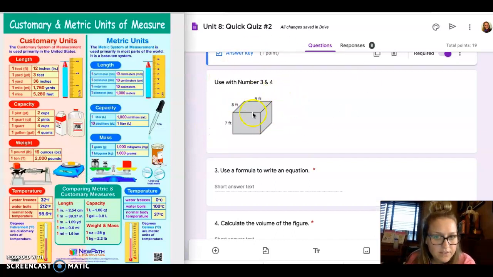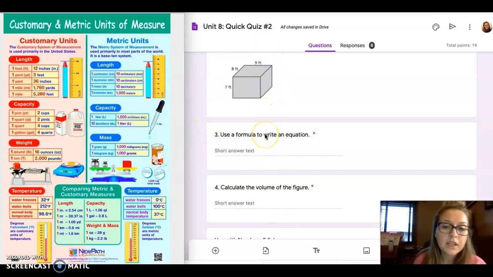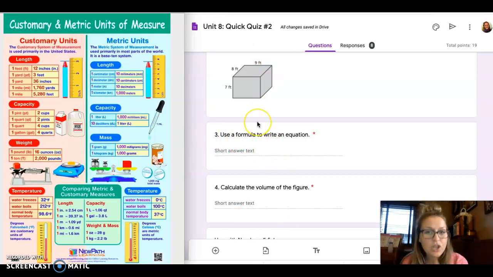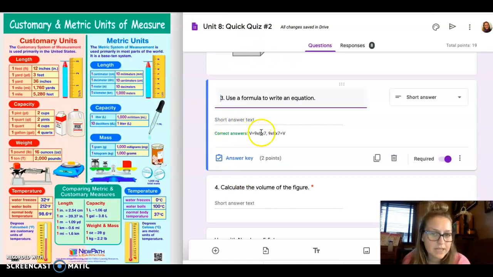Then I'm going to look at this visual for numbers 3 and 4. So first I need to just write a formula. So use a formula to write an expression. So we're looking for volume. So whenever you see these, it's V equals or this times this times this equals. So when we have a rectangular prism, we're going to make sure we multiply the height times the width times the length. So the correct volume is 9 times 8 times 7. 9 times 8 times 7 equals V, or V equals 9 times 8 times 7.